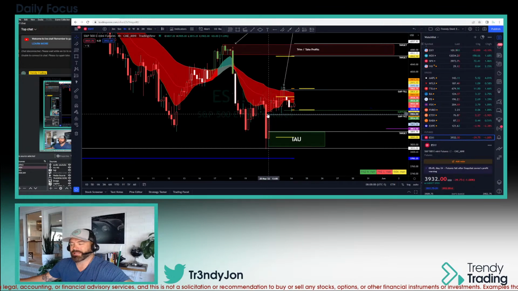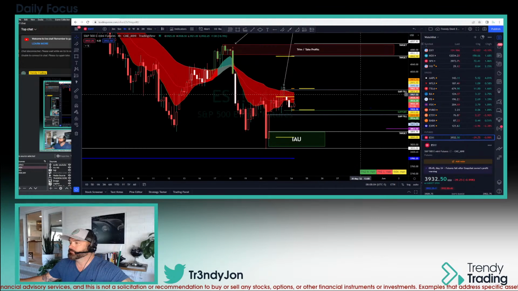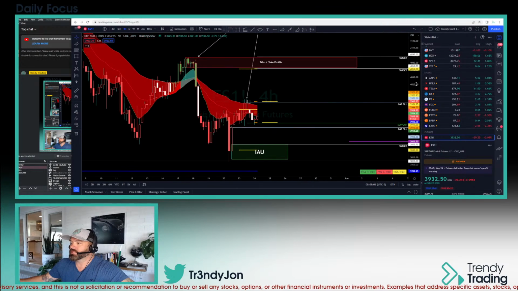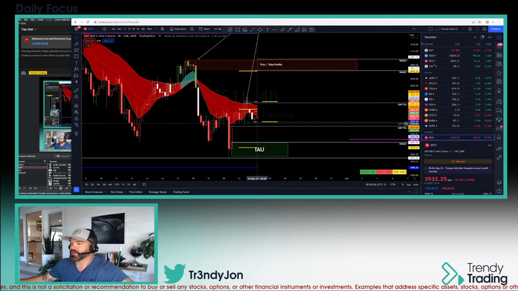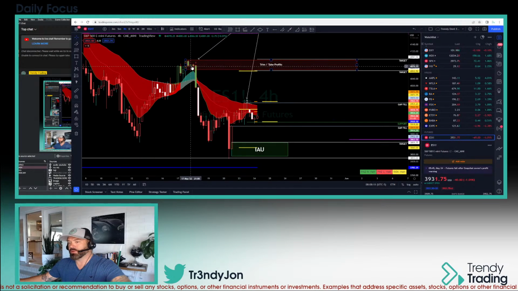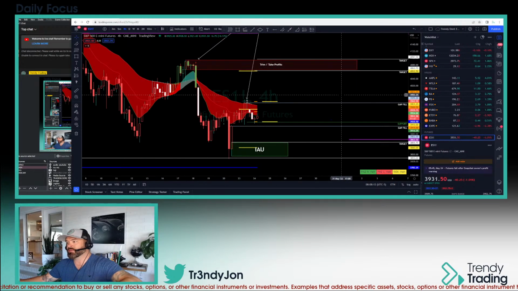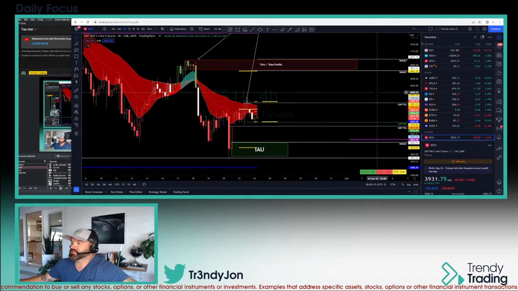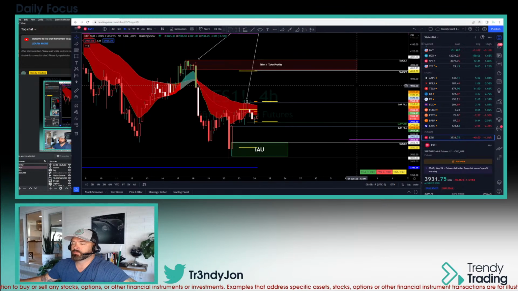Some people use wicks. I only use the body, so price needs to come back into the body to fill that gap. The bigger picture on the blueprint is that we're looking for price to move into this red box where we have a very nice sell zone right in this area between 40.63 and 40.97.